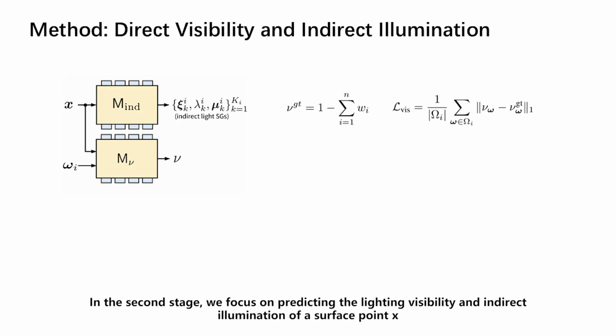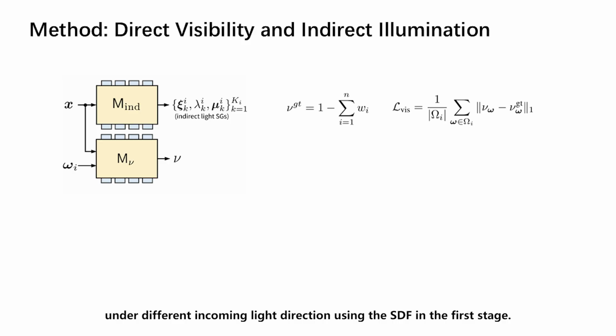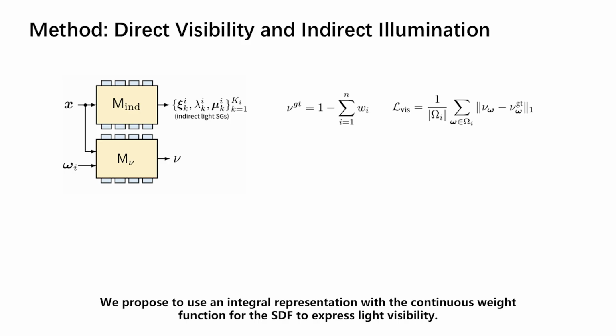In the second stage, we focus on predicting the lighting visibility and indirect illumination of a surface point X under different incoming light directions. Using the SDF from the first stage, we propose to use an integral representation, with the continuous weight function for the SDF to express light visibility.